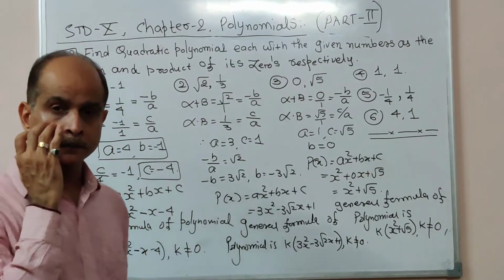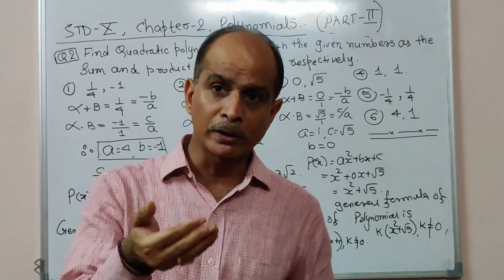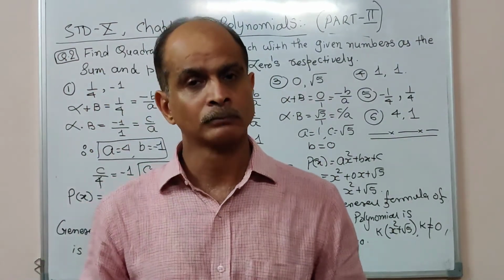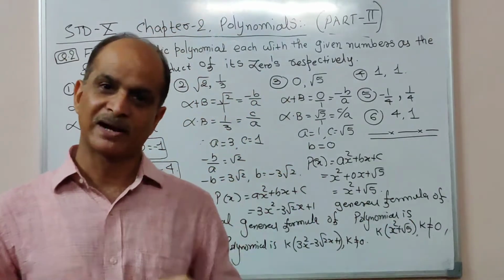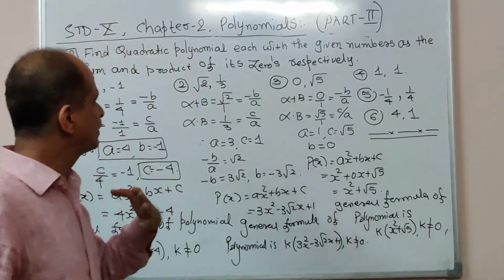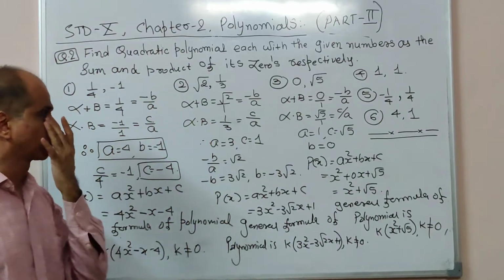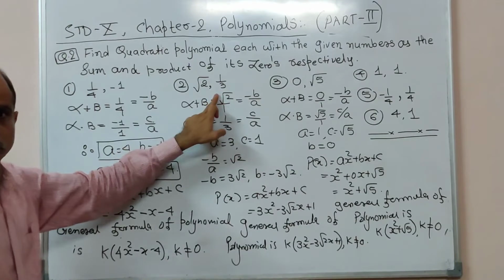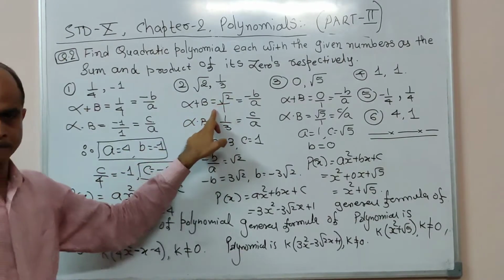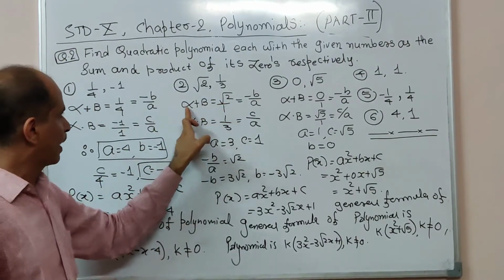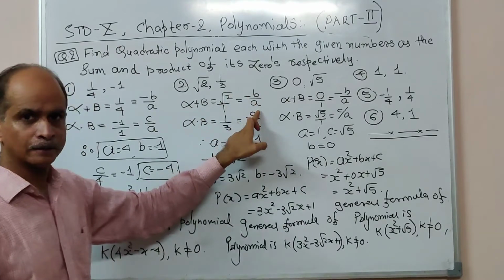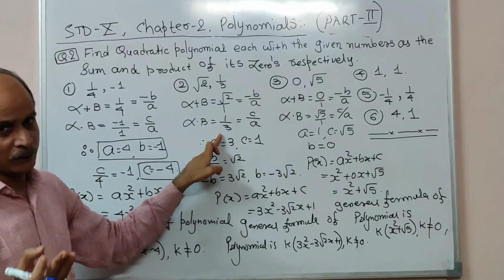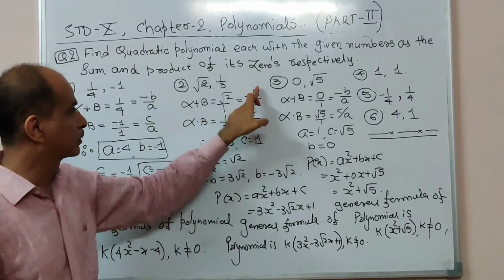How to find the quadratic polynomial, means how to find a, b and c from alpha plus beta and alpha into beta. Let me explain another example. You know, alpha plus beta is equal to under root 2, so you can write under root 2 by 1. You know the formula, alpha plus beta is equal to minus b by a. Now alpha into beta is equal to 1 by 3. You know the formula, alpha into beta is equal to c by a.